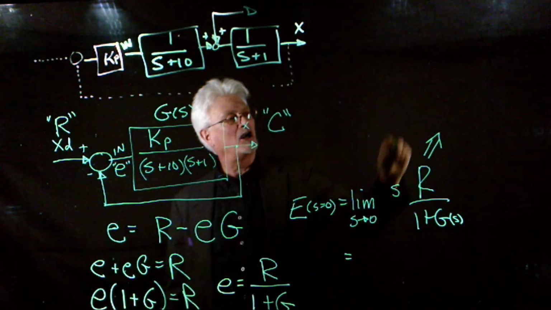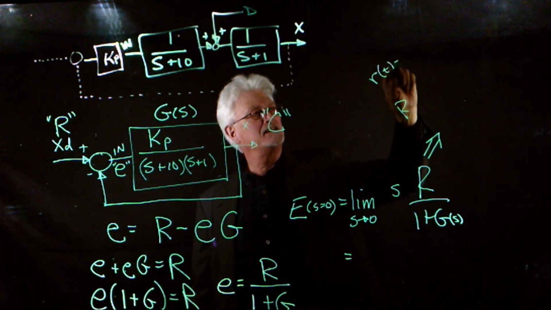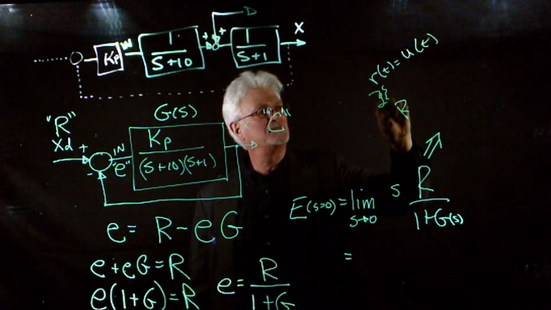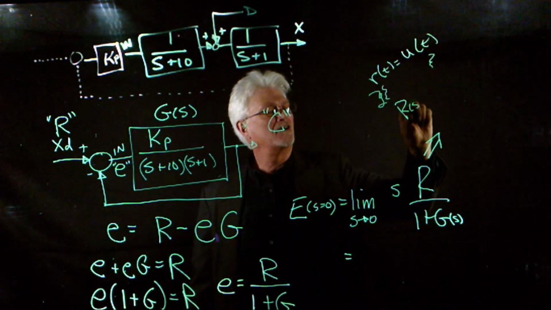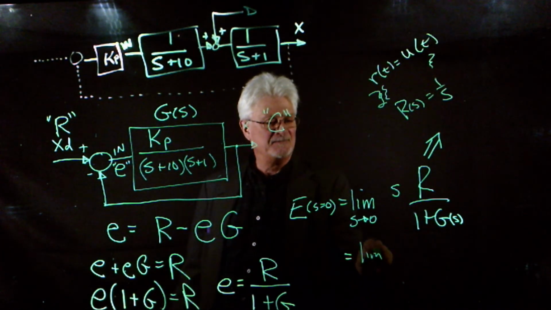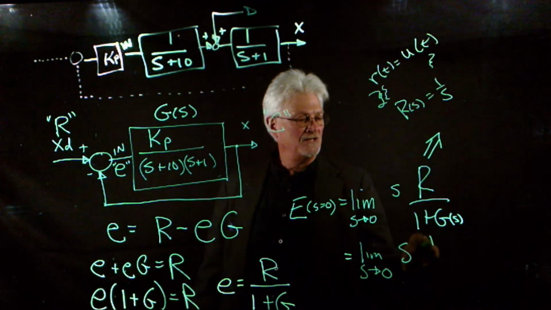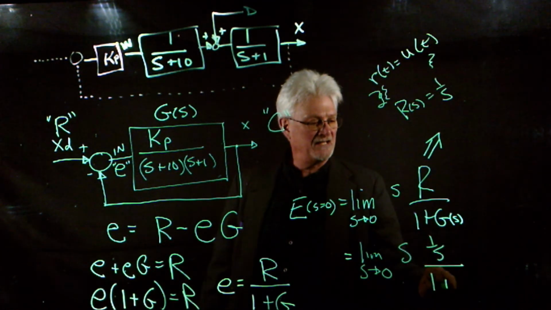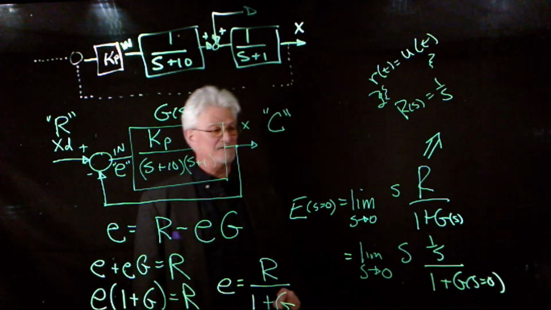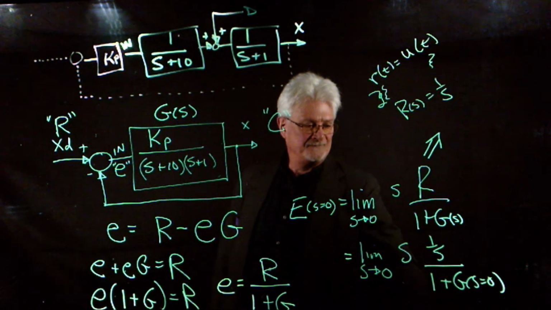What is R? R of T equals U of T. That means when I do the Laplace transform of both sides, R of S equals 1 over S. And that way, when I plug this in, it's the limit as S approaches 0 of S times 1 over S divided by 1 plus G of S equals 0. Right? So we've got all that stuff down. I'm just going to go ahead and get a different color.